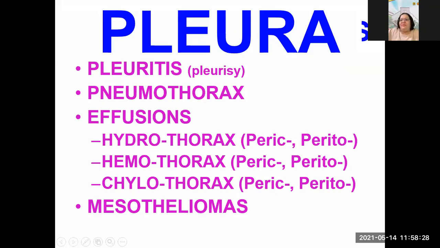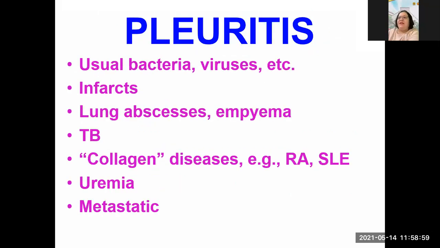So for the pleura, diseases of the pleura, you may have pleuritis, that means itis means inflammation. There's pleurisy, pneumothorax. So these are some of the diseases of the pleura. Effusions, so you may have hydrothorax, hemothorax, chylothorax. So these are, now we're in the diseases of the pleura, and then mesotheliomas. So pleuritis is usually inflammation of the pleura caused by bacteria, viruses.